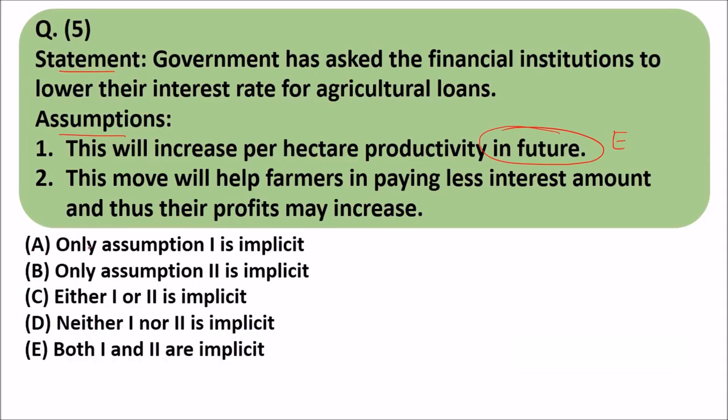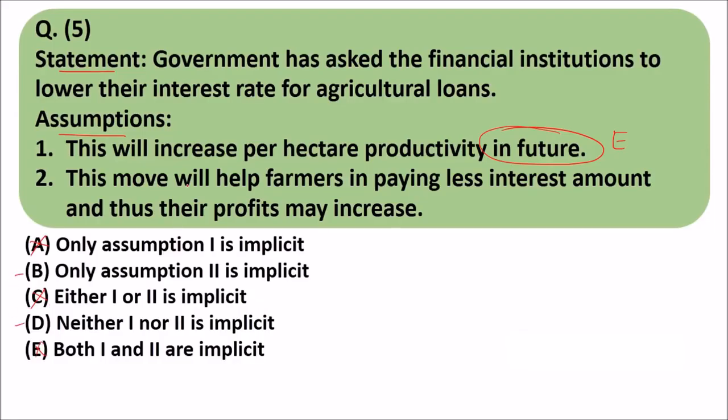The first option would be only assumption 1 is implicit, that is true. Only assumption 2 is implicit, that is true. Either 1 or 2 is true, neither 1 or 2 is true, both 1 and 2 are true. You have to choose out of these. Now over here we have found out that the first one is explicit, so this cannot be implicit, either 1 or 2 cannot be implicit, and even this cannot be implicit. So we have to choose between B and D.